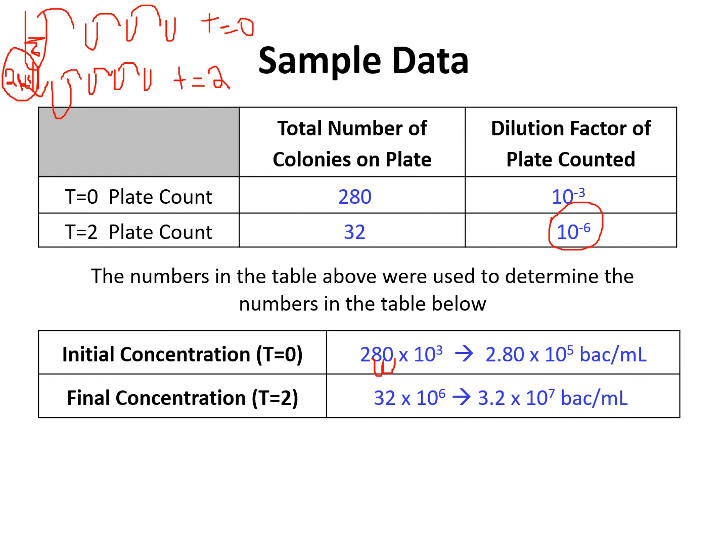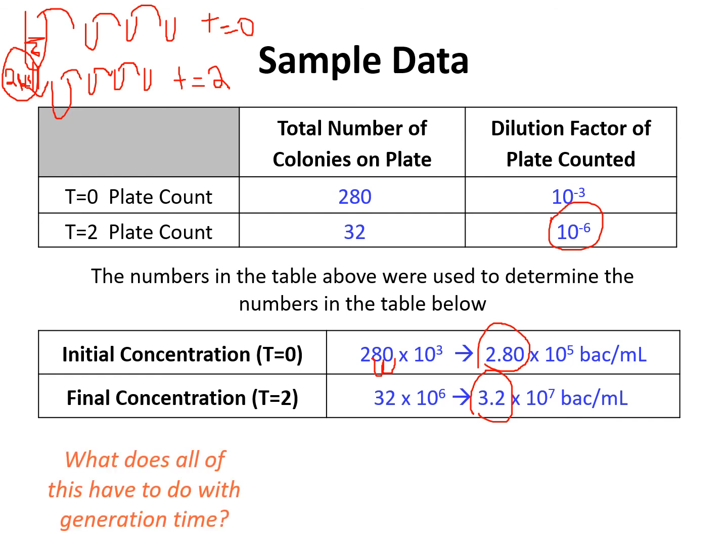Okay, and again, notice how after 2 hours, do we have more bacteria? Yep, we definitely have way more bacteria, right? 3.2 times 10 to the 7 compared to 2.8 times 10 to the 5. Why do we have more bacteria the second time around? Because we've incubated it further. What does that have to do with generation time?